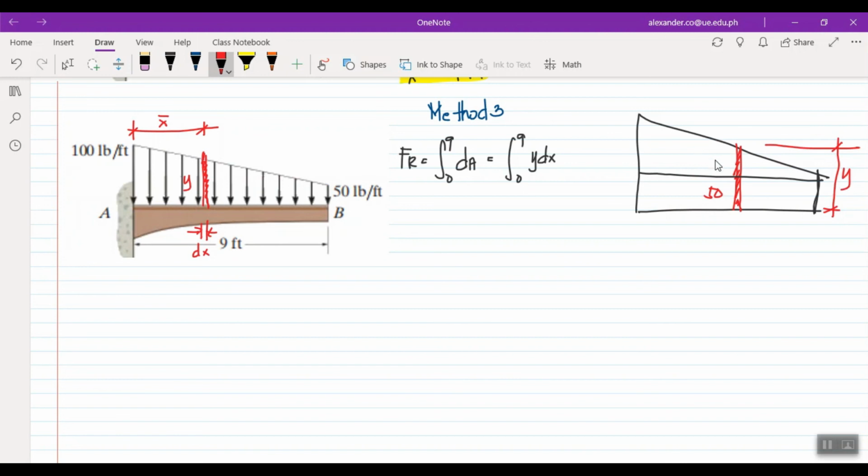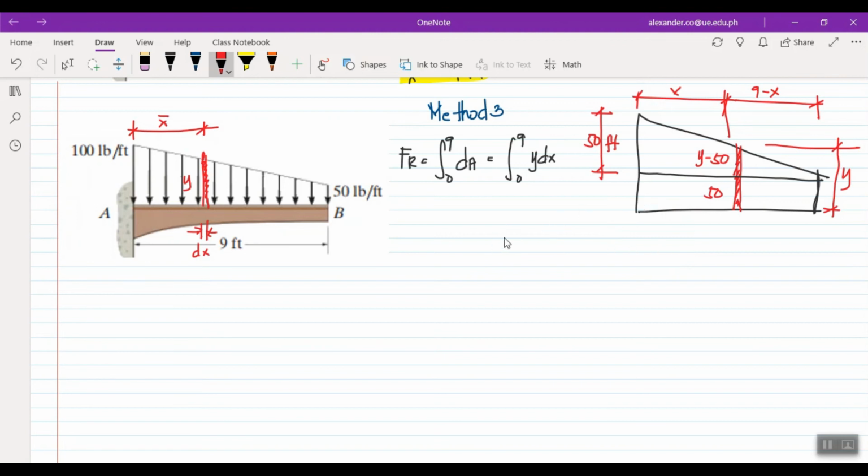So, ano yung natitira dito? So, this is y minus 50, correct? And this one is 50 na lang. 50 feet. Okay? And this, palagi yung x dito nanggagaling. So, x, ano yung natira? So, x hanggang dyan, ha? So, this is 9 minus x. Yun lang.